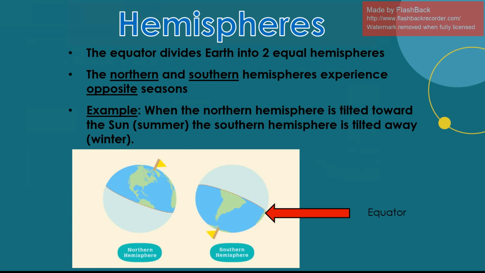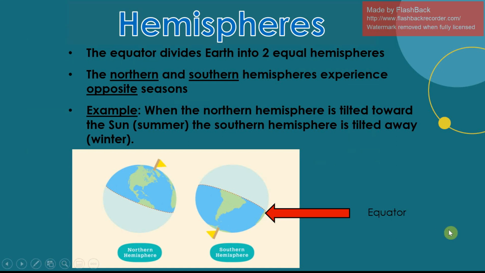Now, for any of this to make sense, we need to talk about hemispheres. Hemispheres divide the Earth into two equal parts from the equator: the northern hemisphere and the southern hemisphere. The equator gets equal amounts of sun all year long based on its very central location on the Earth. Each one of these hemispheres experiences seasons differently. But how does this happen?